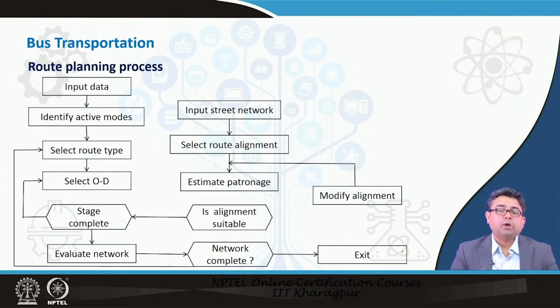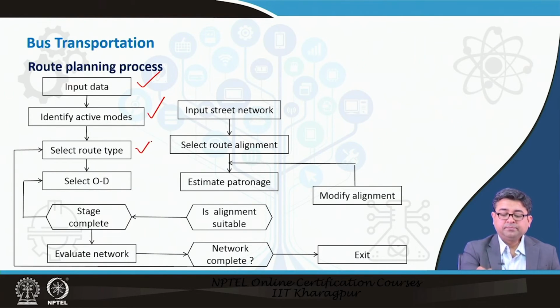So, those are broadly the 4 steps that you have to remember or take into account while you are planning for your bus service in your city. This flow chart gives you the same information. So, you input all the data that you have planned about bus stops, types of buses and everything. You identify what other modes are running on the route. You select a route type. You know your existing street network, you know on which streets your route alignment would run.